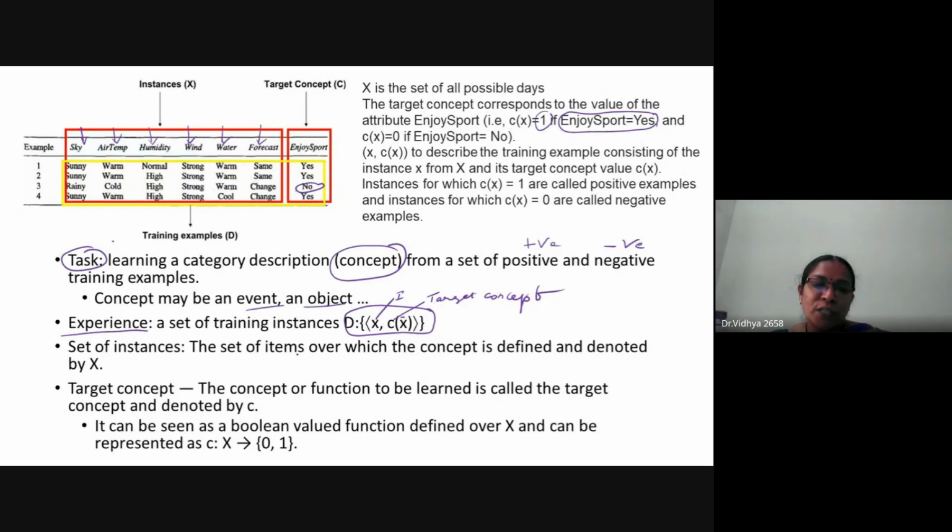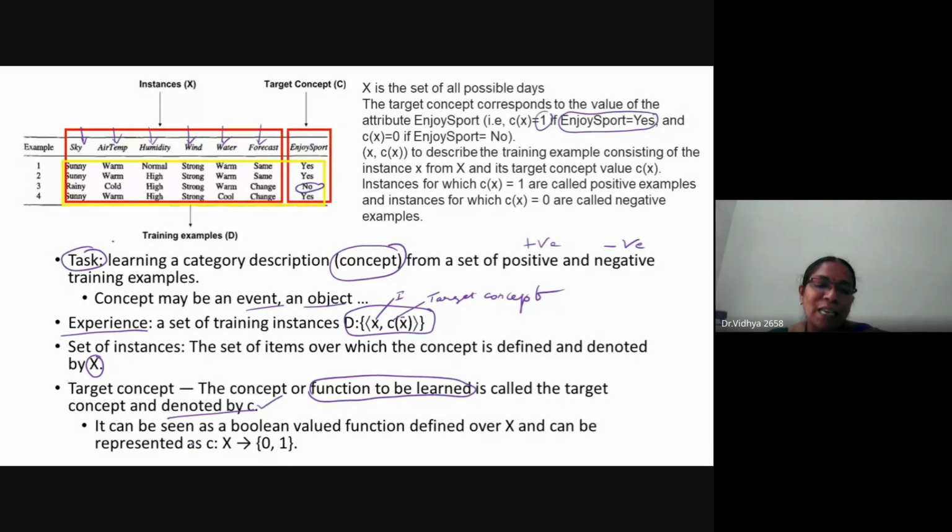Okay, then the set of instances. What is the set of instances? The set of items over which the concept is defined, denoted by X. Then the target concept. What do you mean by target concept? The concept or function to be learned. The function or the concept to be learned is termed the target concept, and target concepts are denoted by C.